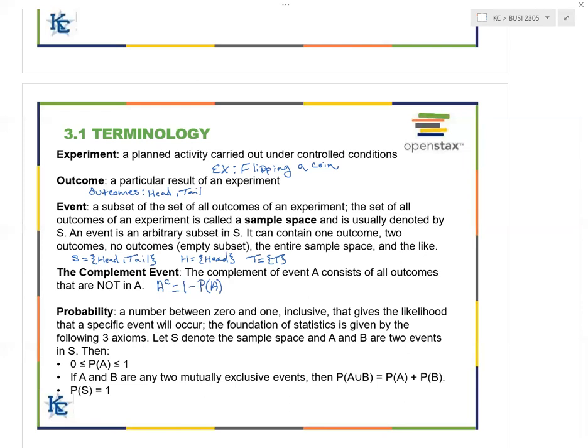Probability is a number between 0 and 1 inclusive that gives the likelihood that a specific event will occur. The foundations of statistics are given by the following 3 axioms. Let S denote the sample space, and A and B are 2 events in S. Then 0 is less than or equal to the probability of A, which is less than or equal to 1. This is really important. What this means is that you can't have a negative probability, and you can't have a probability greater than 1.